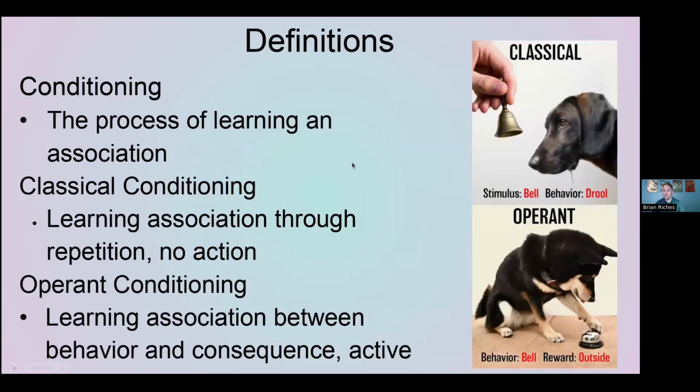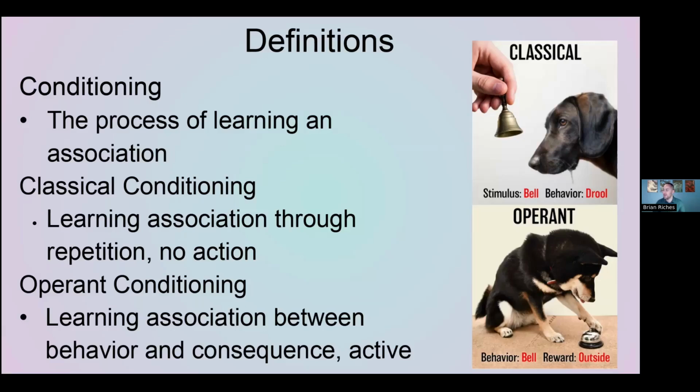All right, so with this, we'll talk a lot about conditioning today, both classical and operant conditioning, but conditioning itself is just the process of making that association. Again, lots of definitions. Associative learning is learning by making associations. Conditioning is what we call the process of coming to those associations.